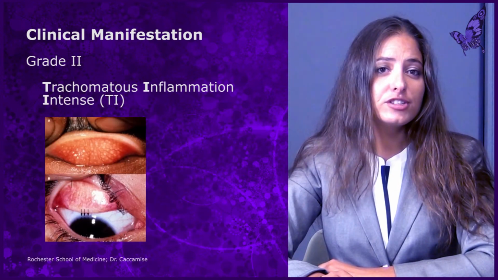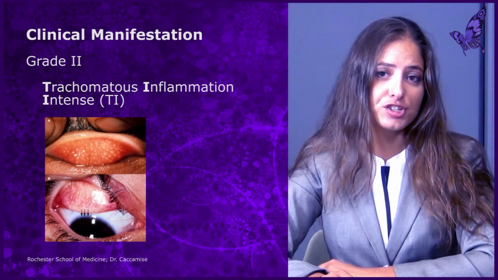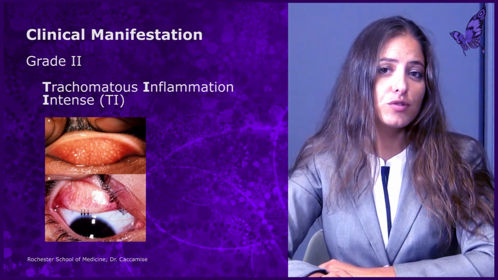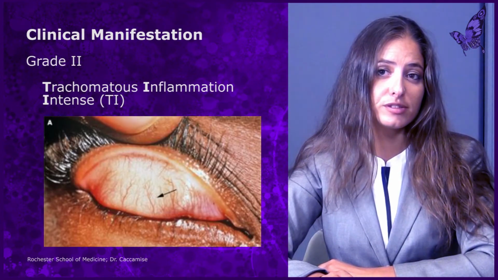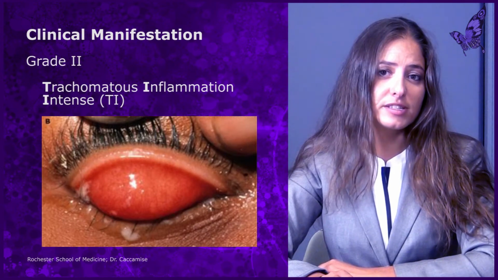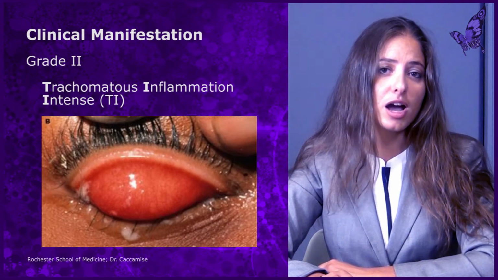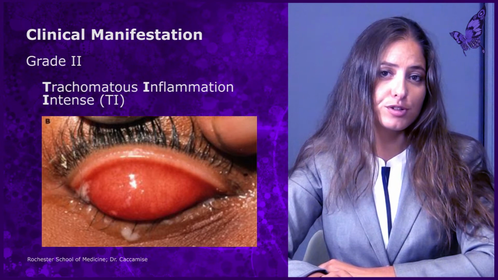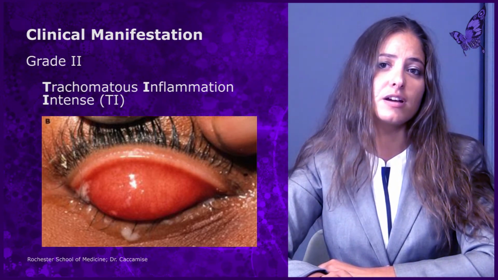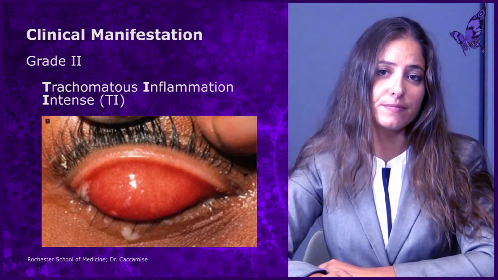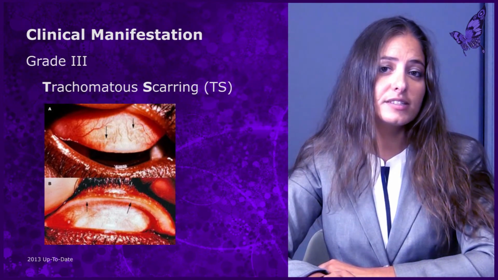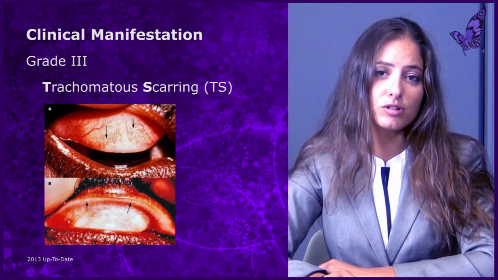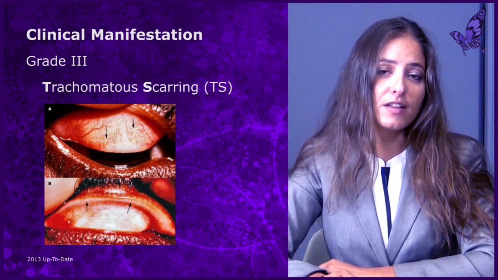follicles. Grade 2 intense trachomatous inflammation, or TI, is shown here. This image shows visible deep tarsal vessels. The bottom image demonstrates intense inflammation of the upper eyelid with papillary hypertrophy and inflammatory thickening of the upper tarsal conjunctiva. Trachomatous conjunctival scarring, or TS, is characterized by grossly visible, progressive white lesions on the superior tarsal conjunctiva.